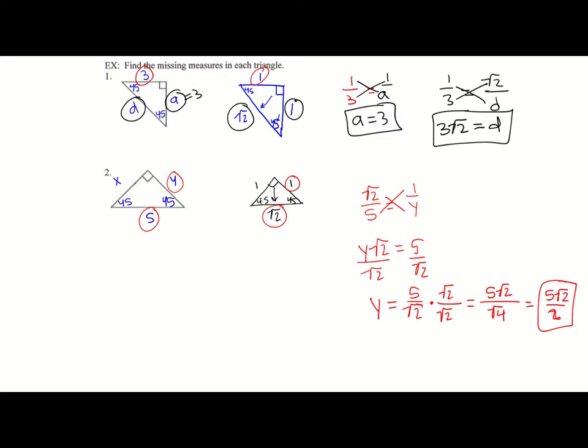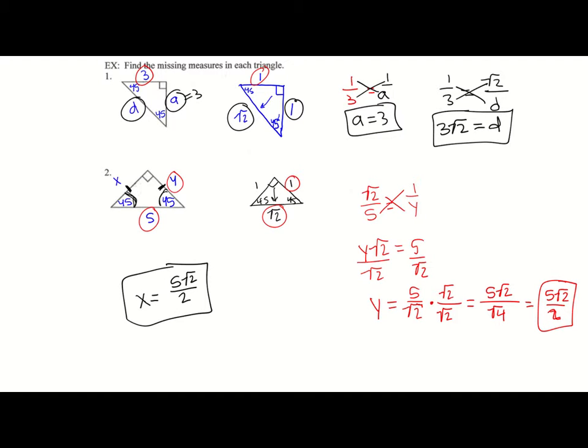The other thing you can do for a 45, 45, 90 triangle is if we know that our angles are the same right here, they're both 45, that tells us it's an isosceles triangle. Both angles are the same, so both our sides are the same. So we don't even have to solve for x. If we found y, we know that x is going to be the same thing as y. So you would get the same answer either way you do it.